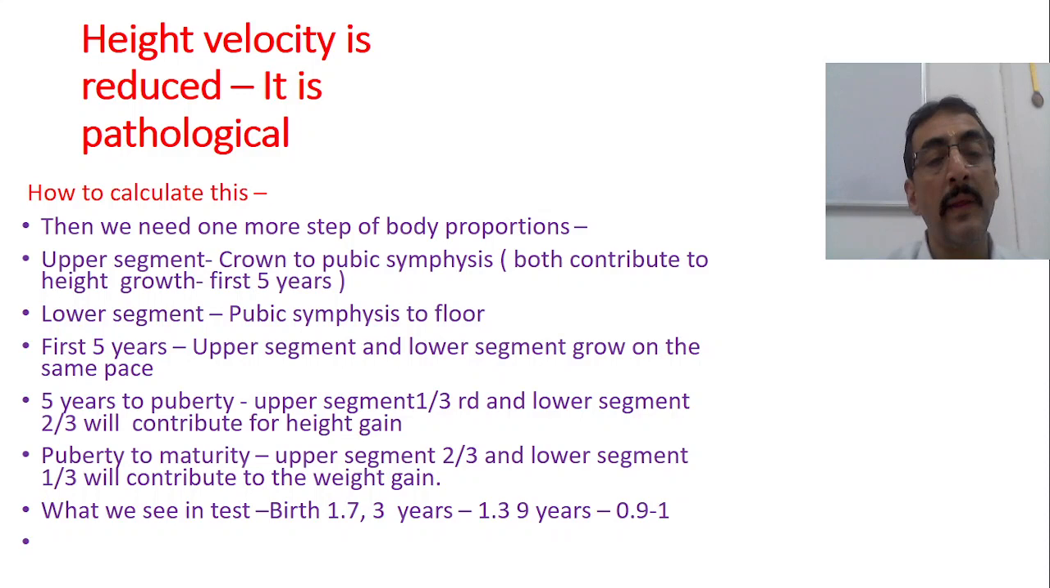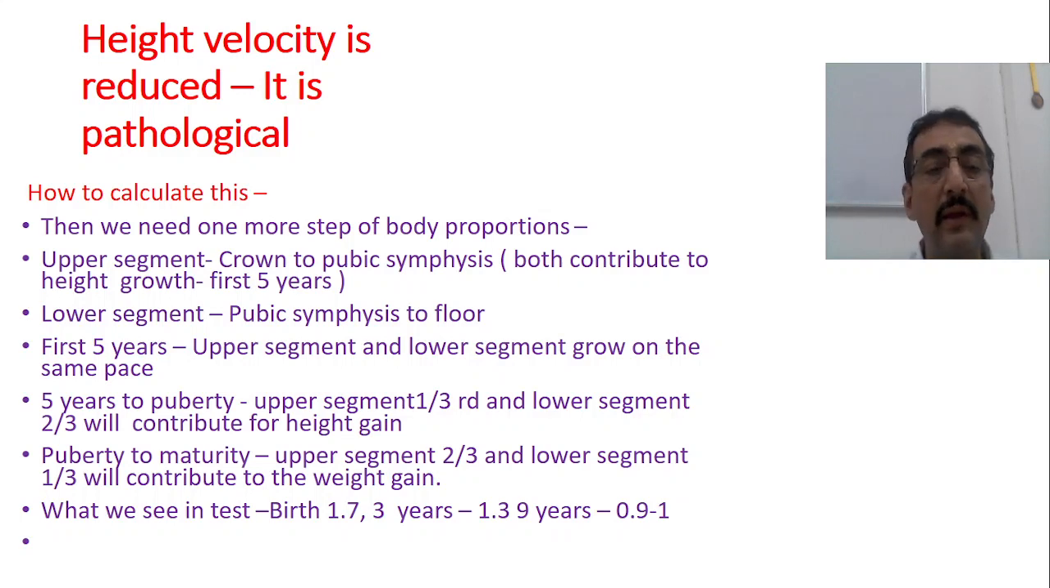So now, in the first year, the upper segment and lower segment grow at the same pace. Okay, whereas from 5 years to puberty, if you look into it, 1/3 from the upper segment and 2/3 from the lower segment will contribute to the height gain. That means from 5 years to puberty, 1/3 portion of the upper segment and 2/3 portion of the lower segment will contribute to the total height gain. That means longer bones like the femur etc. will be there in the lower limbs. So that's the reason why it contributes more.